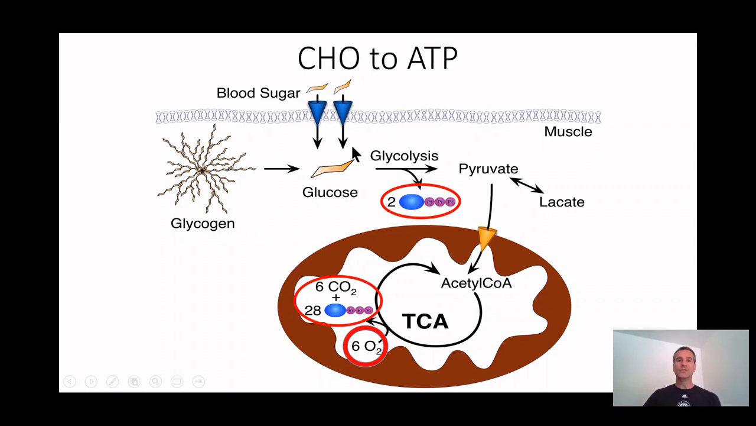But if we want to produce energy from that glucose, we go through a process called glycolysis. And what glycolysis is: lysis means to break down. So glycolysis means to break down glucose. Okay, so glucose gets broken down in the process of glycolysis. And this doesn't need any oxygen at all. You can do this for a period of time without any oxygen.